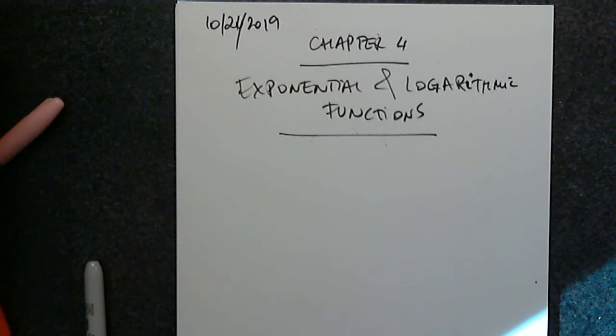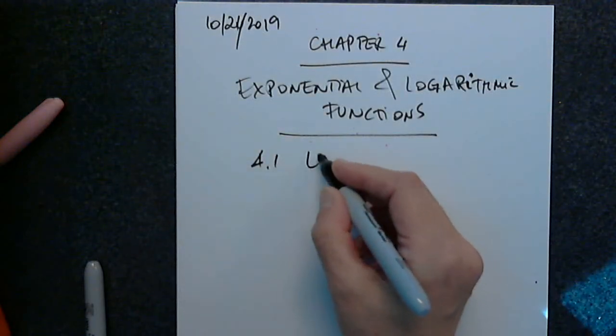But before we get to applications, we have to talk about each function. If you remember, it takes a while. We study the function. We use transformations on the function. We solve equations for both types of functions. And then we're going to look at applications. So we start with the exponential function. So 4.1, exponential.